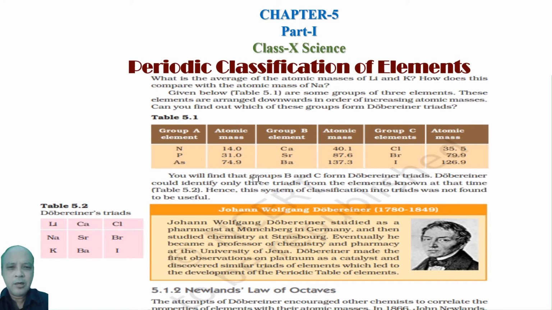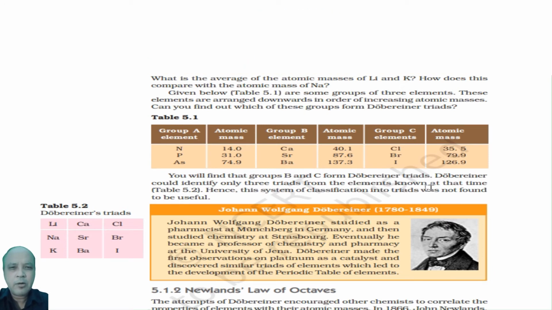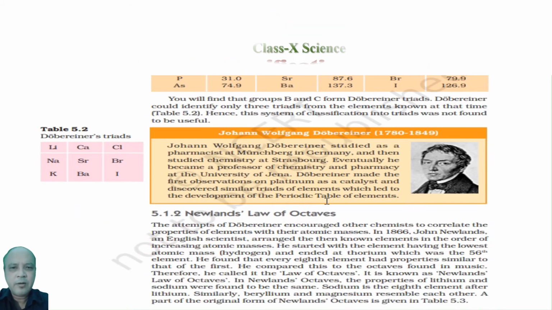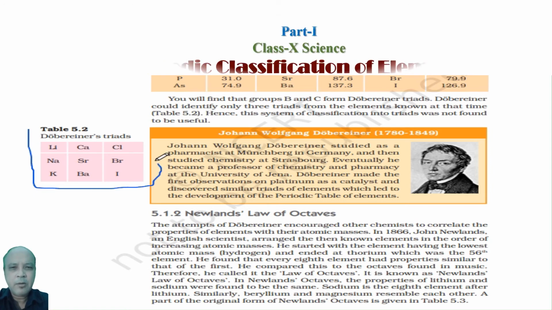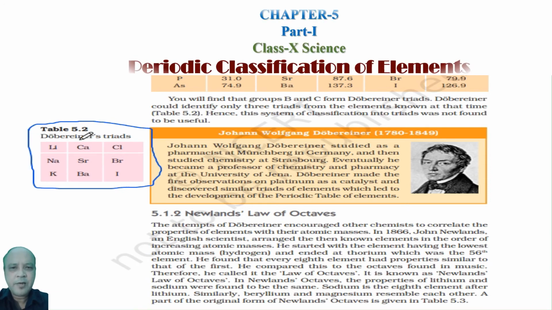So you will find that of groups B and C, Dobereiner could find only 3 triads from the elements known at that time. Hence this system of classification into triads was not successful. So Dobereiner triads are this. You can write down this one. Okay, this is the Dobereiner triad. Remember it.